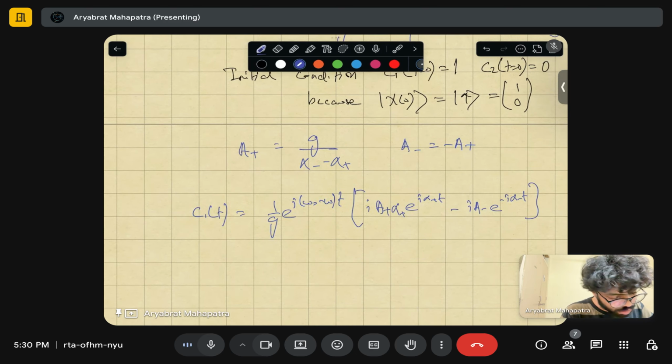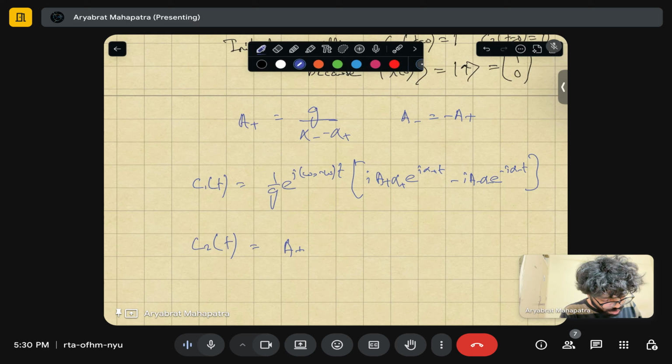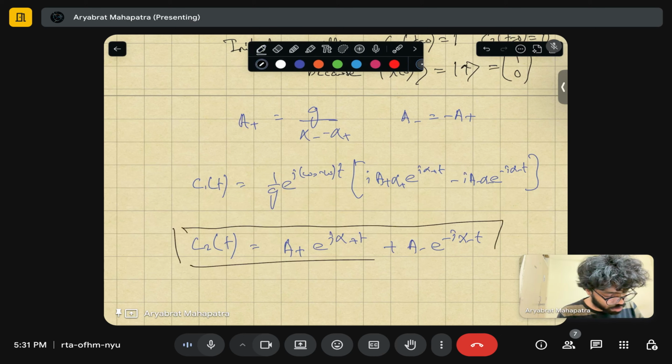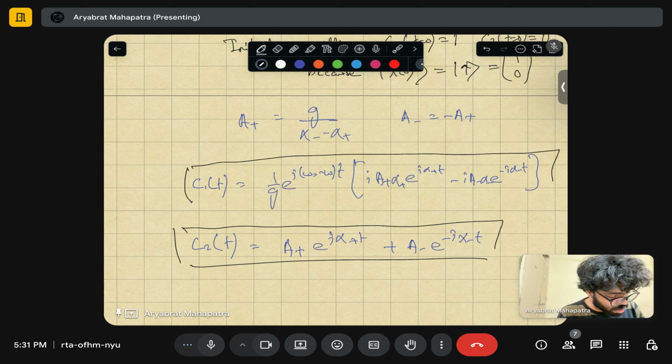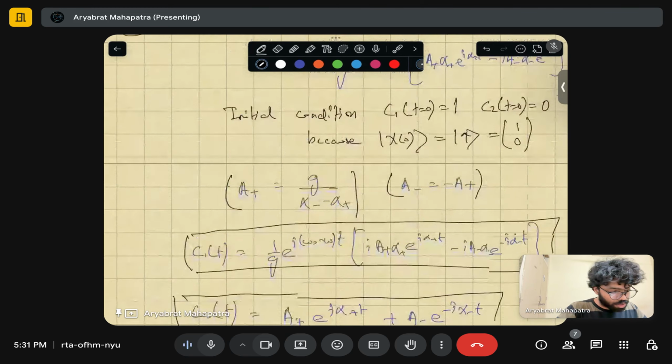There will be alpha minus here, right? Then C2 will be this: A plus I alpha plus t plus A minus exponential minus I alpha minus t. So these are your C1 and C2, your solutions, where A plus and A minus is this.